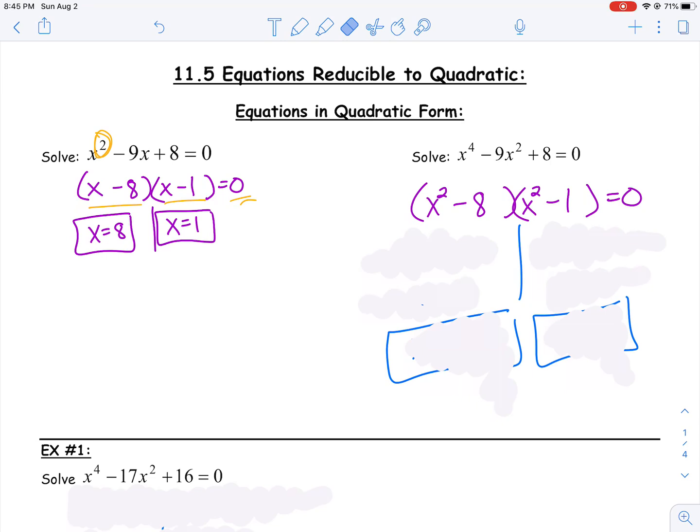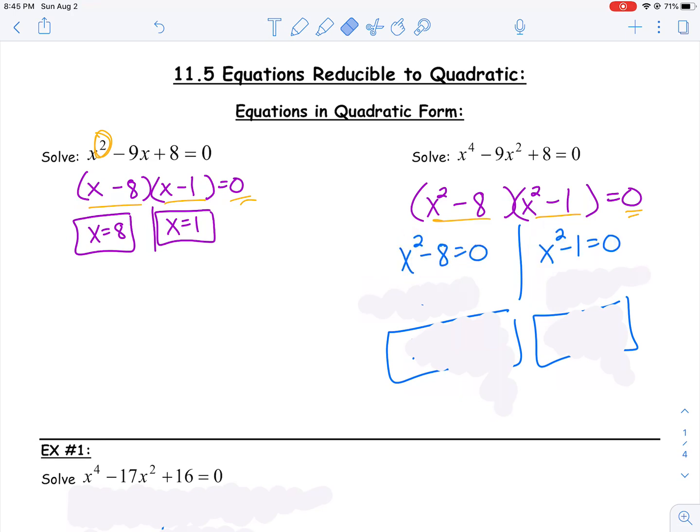If you were to FOIL it, x squared times x squared is x to the fourth, x squared times -1 is -1x squared, -8 times x squared is -8x squared, and those would combine into a -9x squared in the middle. And then -8 times -1 is a +8. So I can factor it just like I did before, but now I have an x squared instead of just a regular x. Now that I have two factors set equal to 0, I should be able to continue solving by setting those factors equal to 0, just like we've done in the past.